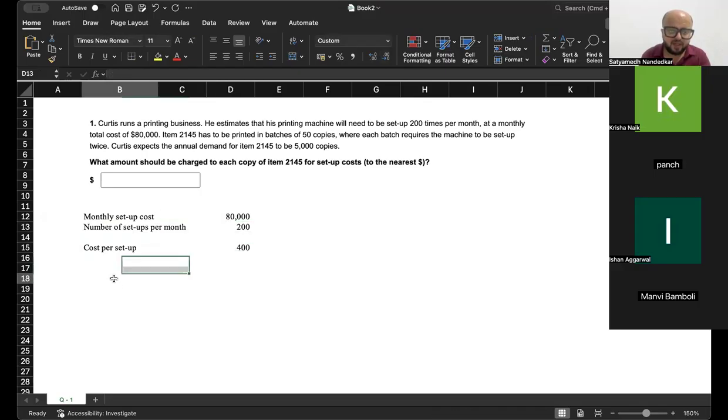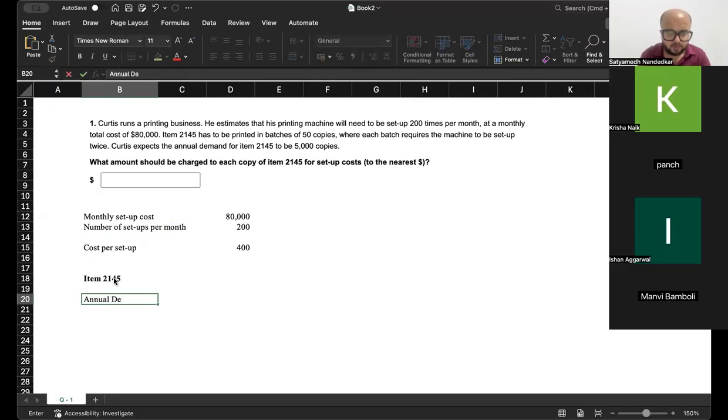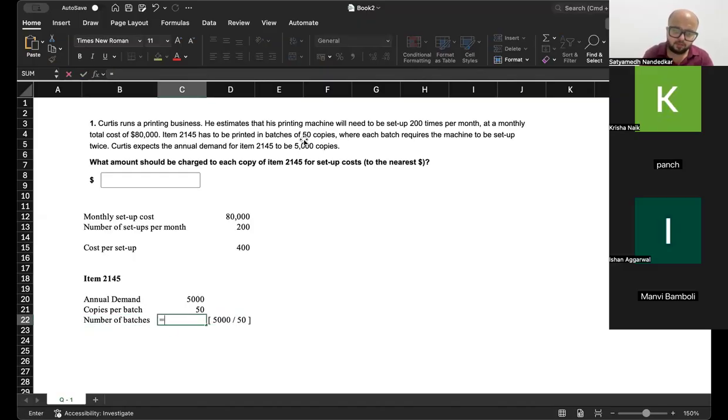Now, once we have identified this, let's look at item 2145. What is item 2145? Item 2145 has an annual demand of 5,000 copies. It has to be printed in batches of 50 copies. So, copies per batch is 50. That means what is the number of batches? The number of batches is 5,000 upon 50, which is 100.